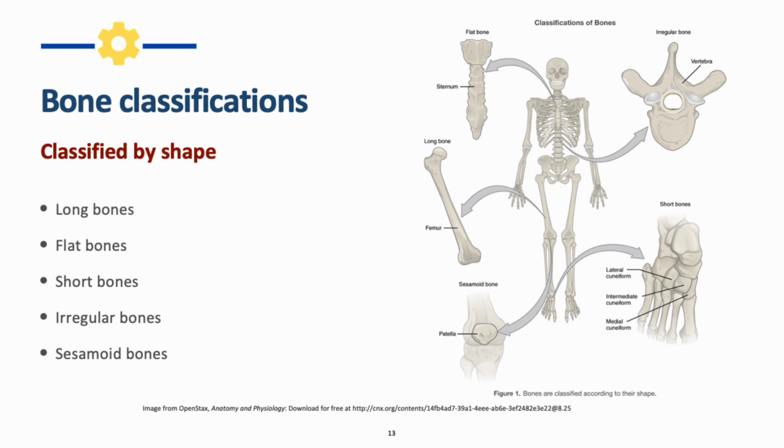Short bones are going to be, again, sort of long, but not too long, and can include such as the cuneiforms, etc. Irregular bones just don't fit into a category. They're an odd shape and can include the vertebrae. And then finally, sesamoid bones. Sesamoid bones are bones that are basically encased within a tendon. In the case of the patella, it's in the patellar tendon, which is part of the quadriceps mechanism.